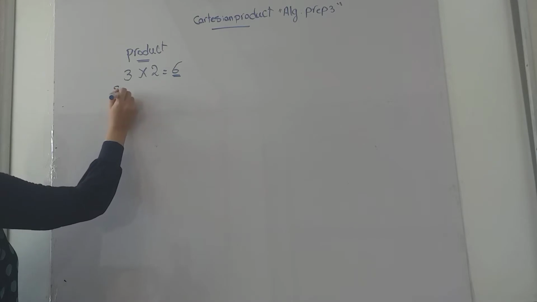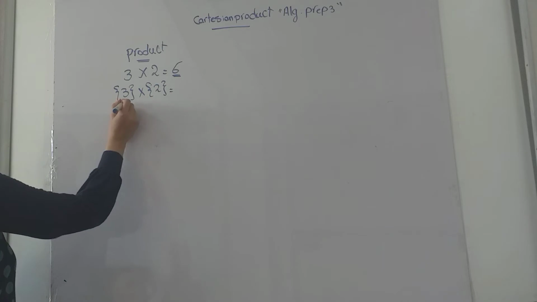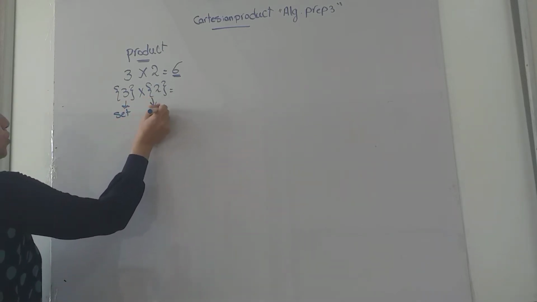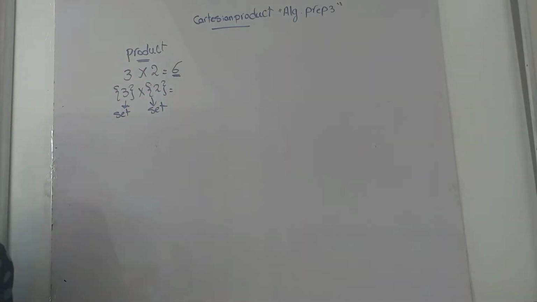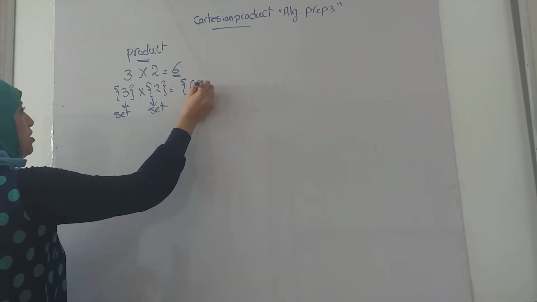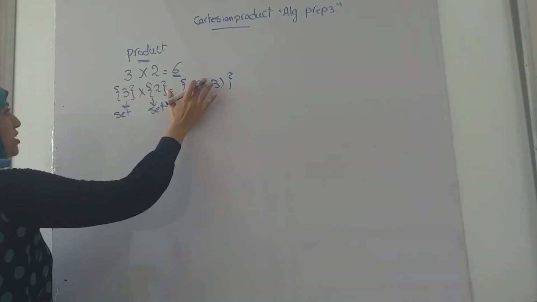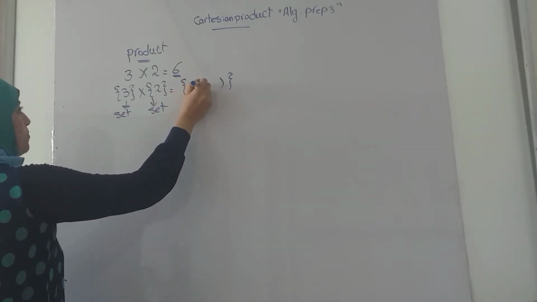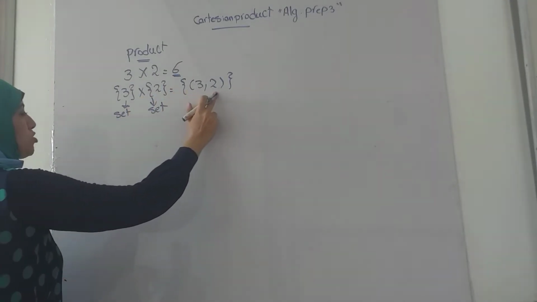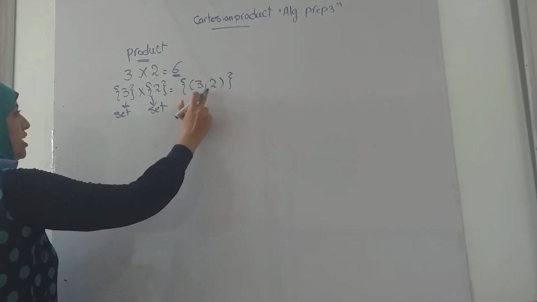But if we have a set by a set, a product between set and set, this is called Cartesian product. And the answer will be 3 and 2 as an ordered pair, because 3 is the element of x and 2 is the element of y. So they form an ordered pair called (3, 2).